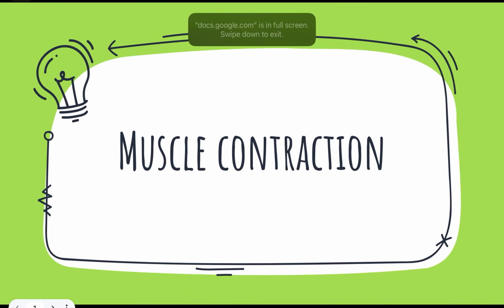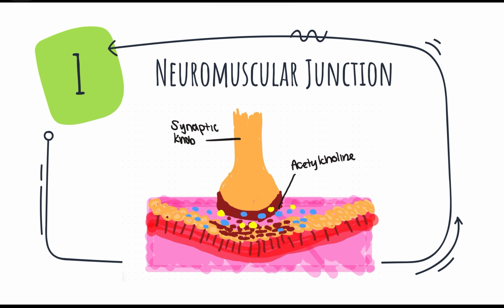Explain the 4 phases of muscle contraction, including what happens at the neuromuscular junction, inside the muscle fiber, during contraction, and during relaxation. Let's begin with phase 1, neuromuscular junction. It's the process where a motor neuron connects to a muscle fiber. An electric signal called an action potential travels down the neuron to the synaptic knob.